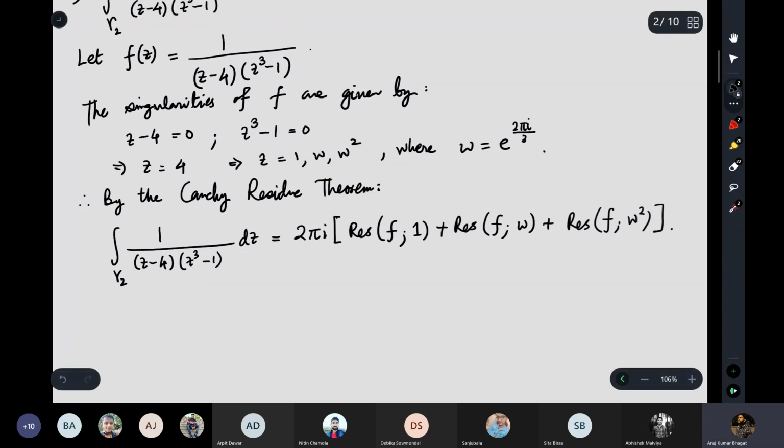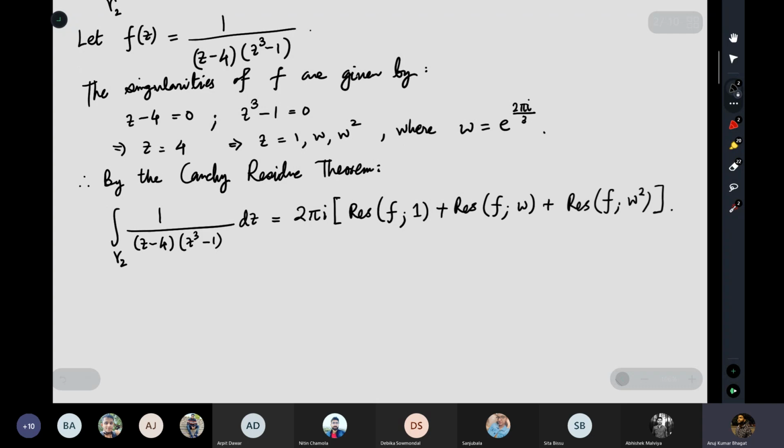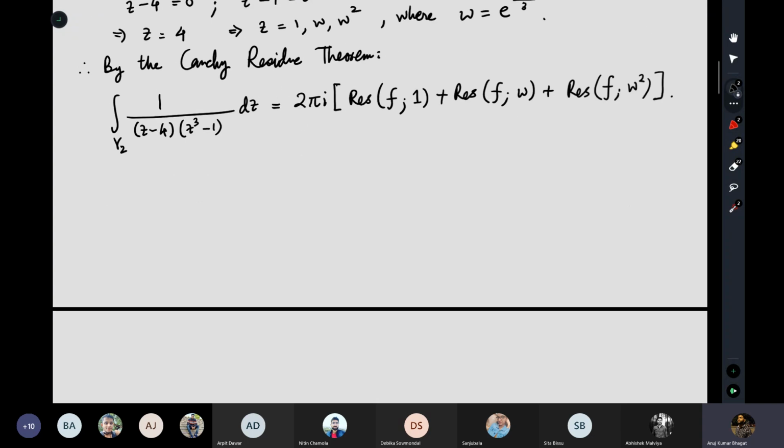So you can just write one more line here. Among these 4 singularities, only 1, omega, omega square lie inside gamma 2. So we will be done with this question if you can find these 3 residues. So what is the residue of the function at the point 1? Can you tell me?